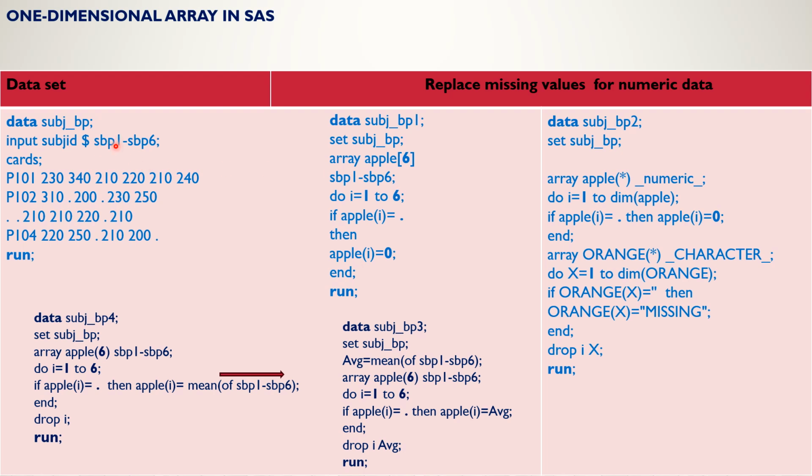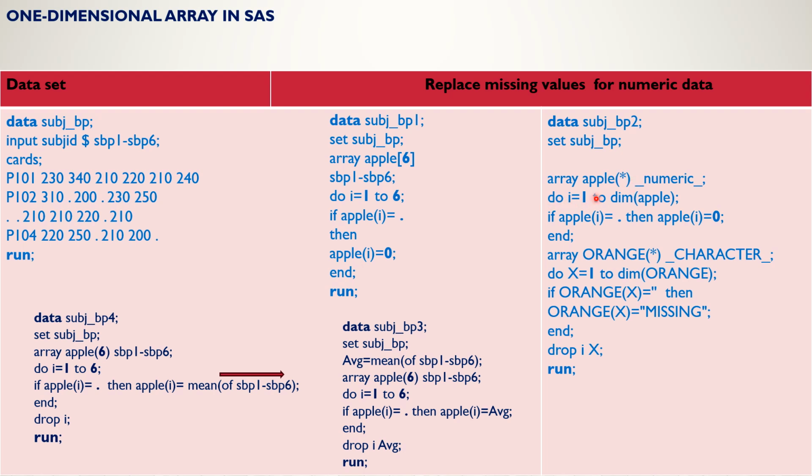In some cases SBP1 or SBP or some other numeric variable will be there. In that case, if you write underscore numeric, it will automatically read all the numeric data. So there is no need to write specific variables here. If you write underscore numeric underscore, it will read all the numeric data. So for that, array apple, here star. Before, we mentioned the length of the variable. So here we mention star. Why? Because we are writing underscore numeric.